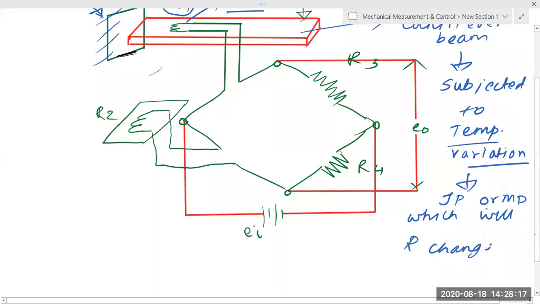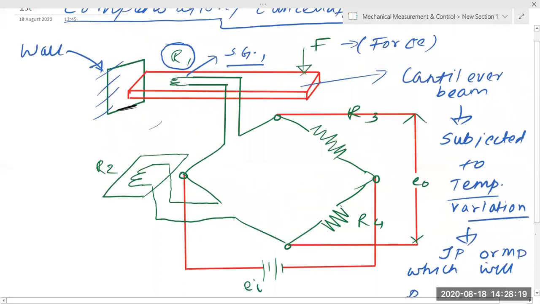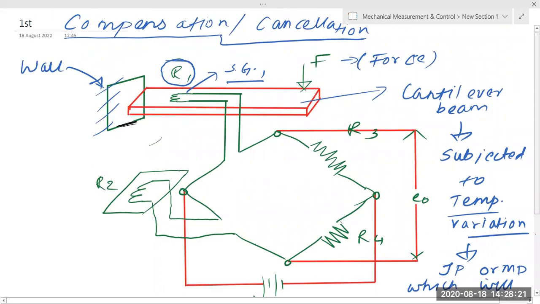Now I am taking a system. Just look at this. I am using a Wheatstone bridge. What is the function of the Wheatstone bridge? I'll just revise it for you. When the Wheatstone bridge is initially balanced, suppose initially there is no temperature variation.